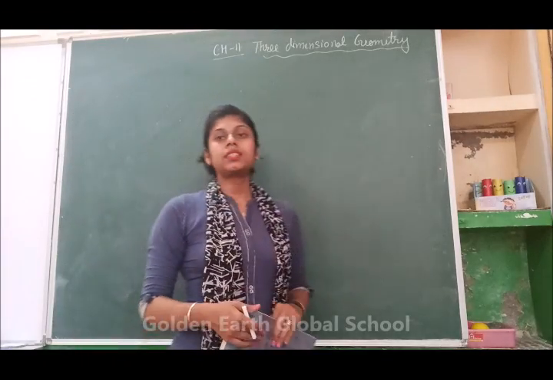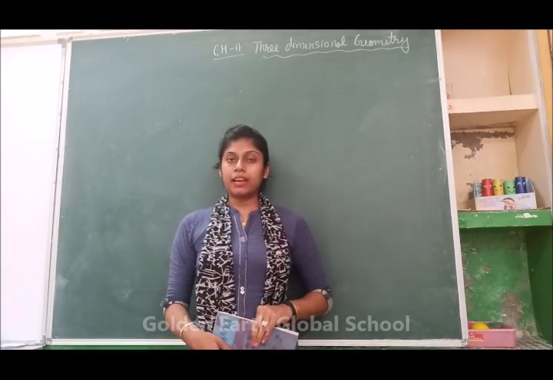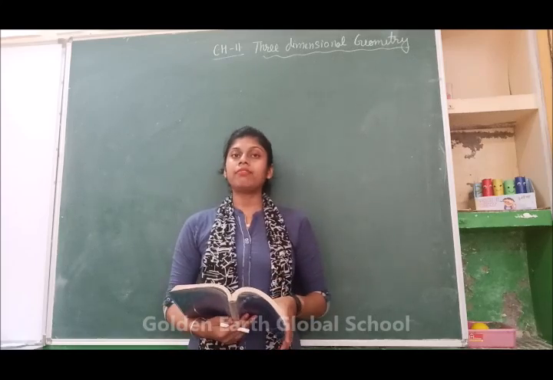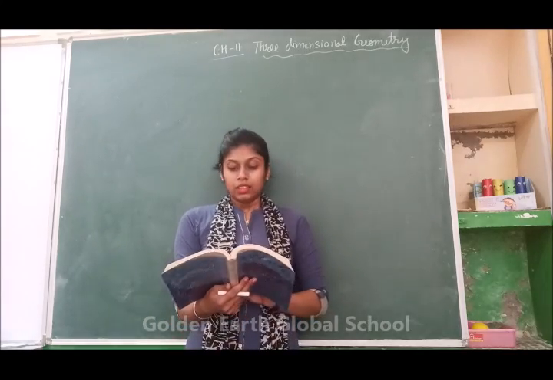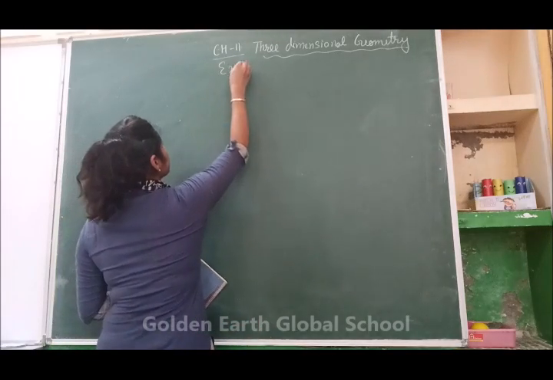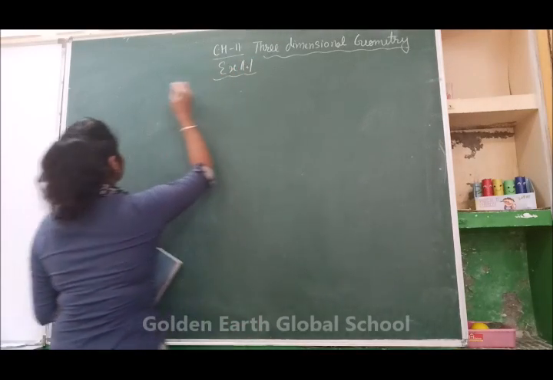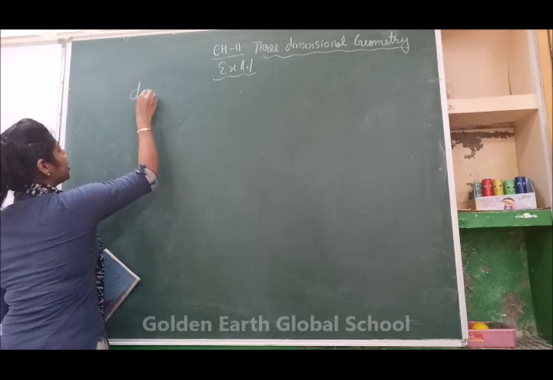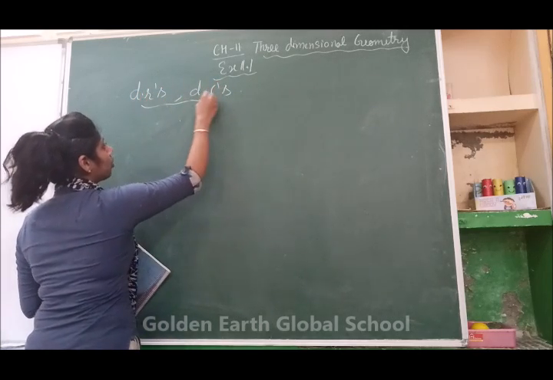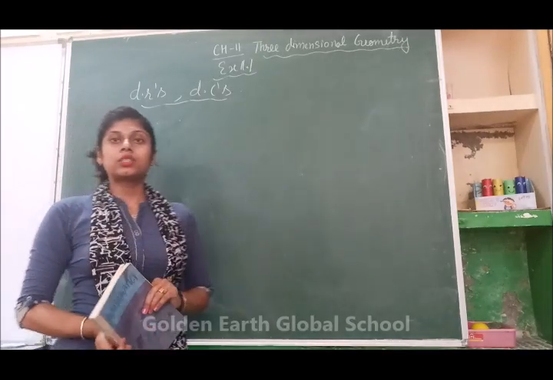Good morning students. Today we will start chapter number 11, three dimensional geometry. This chapter is related to chapter number 10, vector, which we had done. Now in this chapter, first exercise, we have to deal with direction ratios and direction cosines, and we know how to find the direction ratios and direction cosines.